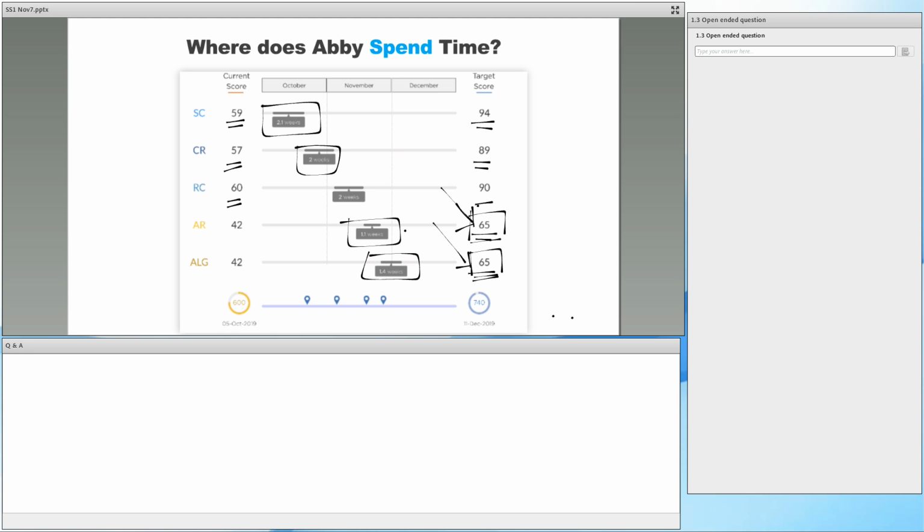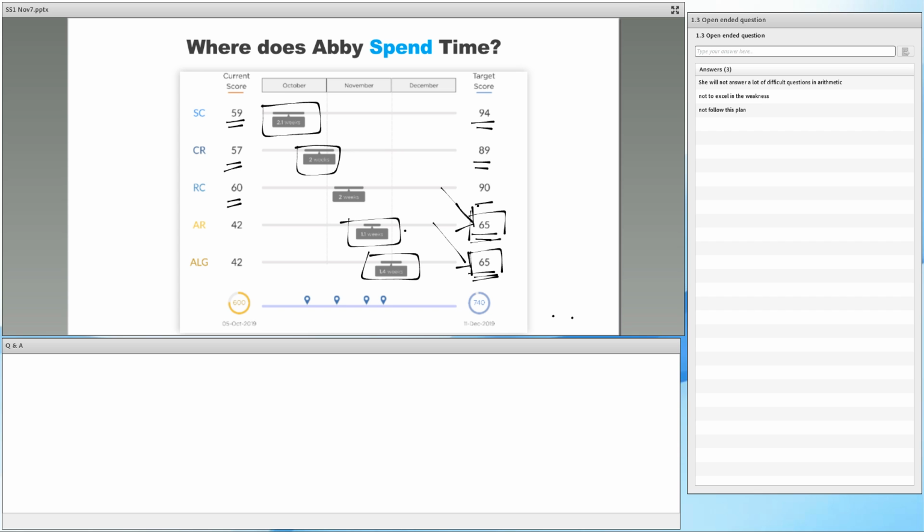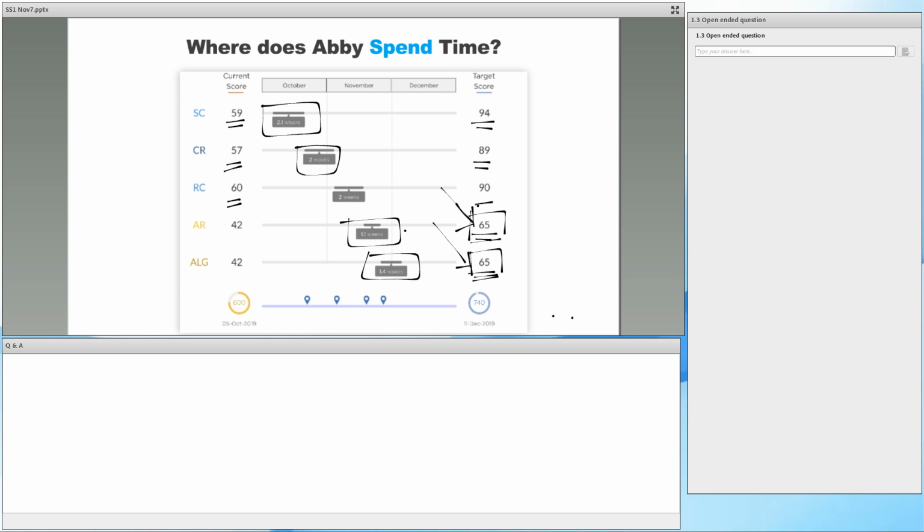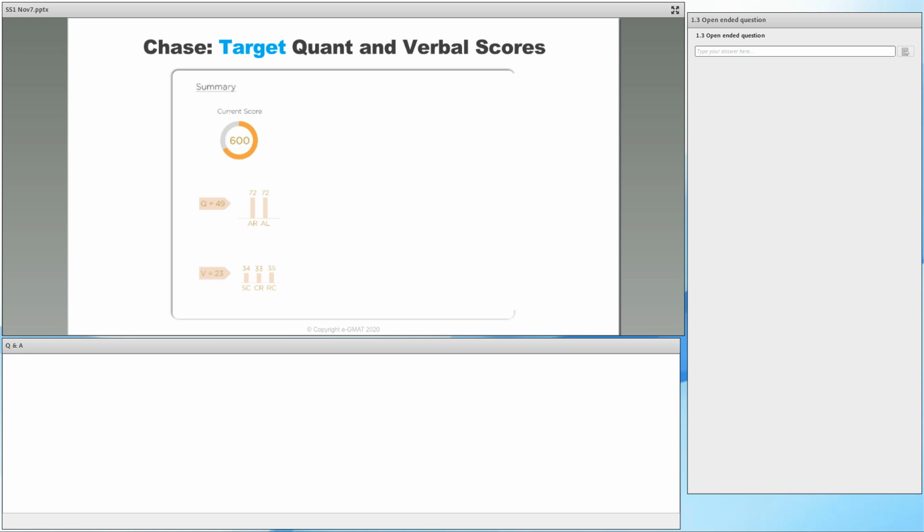Okay, and you can really see over here that some of you are saying that, hey, she will not answer a lot of difficult questions in arithmetic. She will not excel in the weakness. Well, I don't know what that is, but yes, for those of you who said not answer a lot of difficult questions in arithmetic, that is the correct thing. Okay.